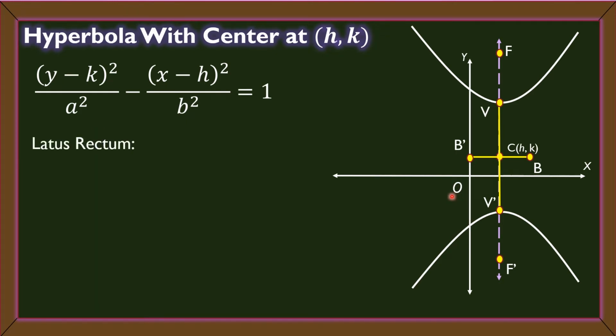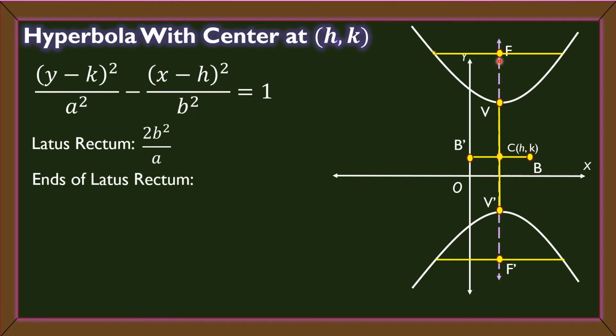The latus rectum is still of length 2b² over a. Notice that when the hyperbola has its transverse axis parallel to the y-axis, the latus rectum are parallel to the conjugate axis. Also, the latus rectum is perpendicular to the line containing the foci, the vertices, and the center, with each of the foci as the point of perpendicularity.